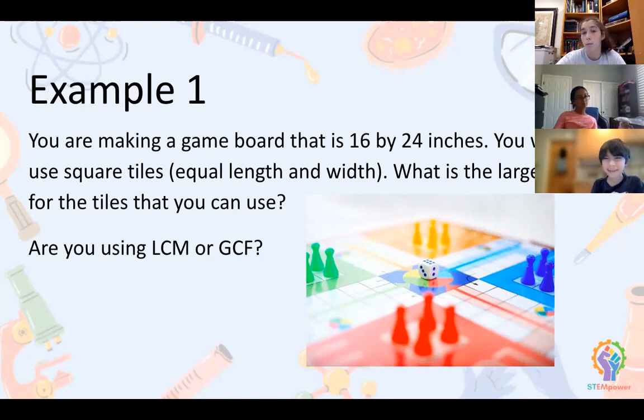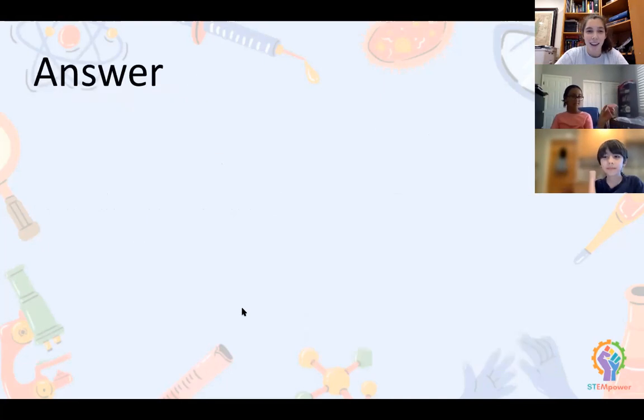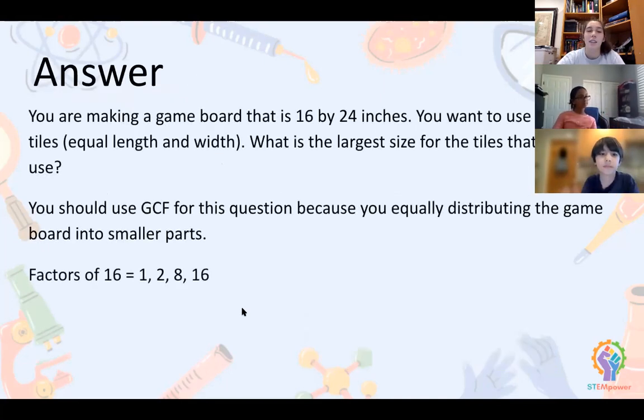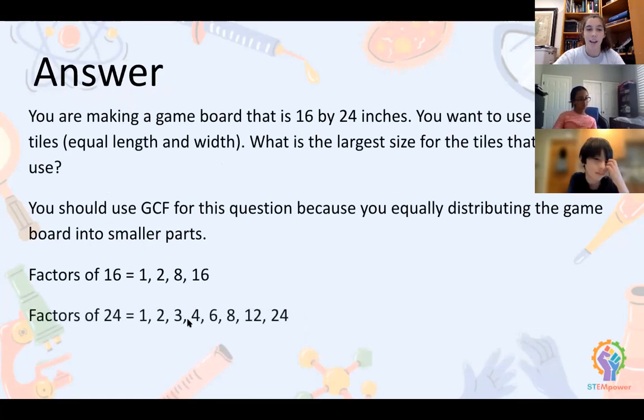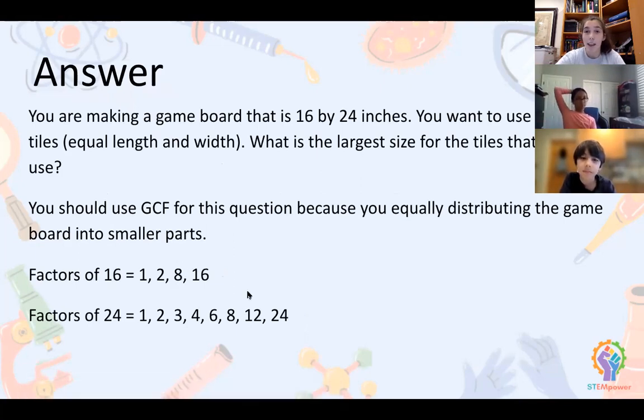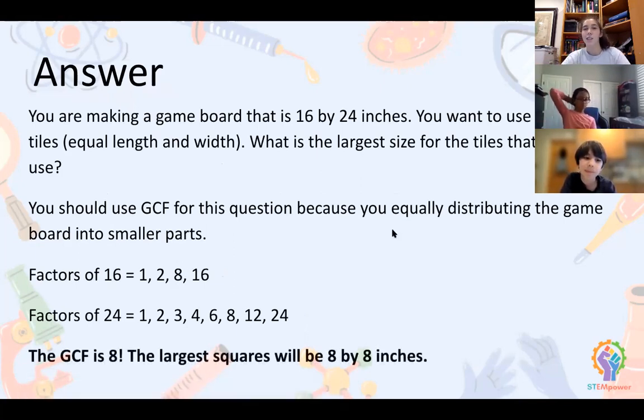Are both of them divisible by 2? I think it's 8 maybe. Yeah, 8. Yeah, it's 8, exactly. So you are using greatest common factor, as we said, and so the factors of 16 and 24 are listed here. And yeah, you have 8 and you have 8. So 8 is the largest, and so the largest squares that you can use are 8 by 8 inches.